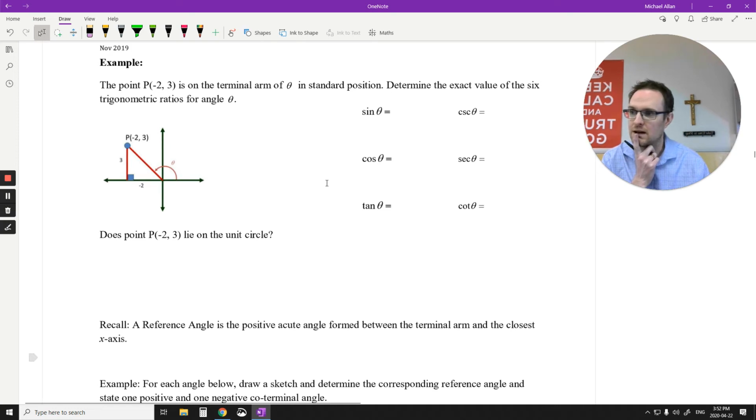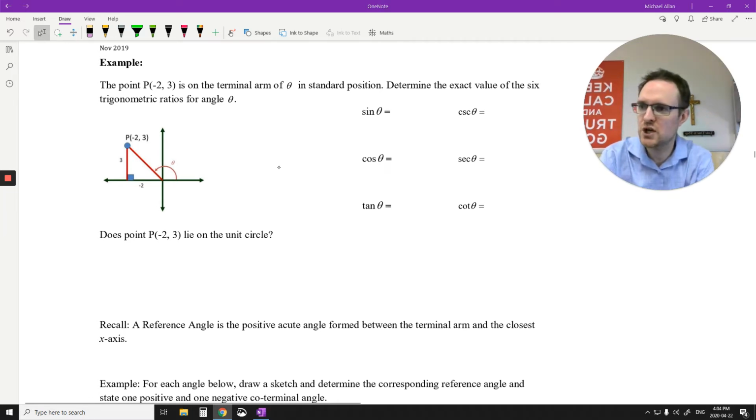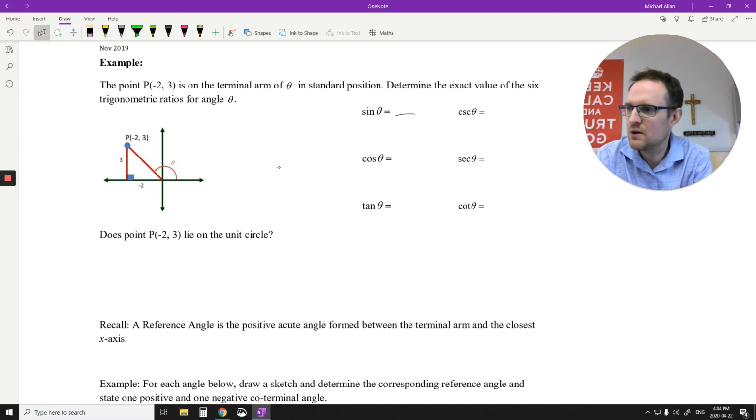So here's an example. I want you guys to pause the video if you haven't done so already. Pause the video, fill out these ratios, and answer the question, does this land on the unit circle? Okay, so the ratios for these here, let's see, sine again is y over r. Well, the problem is I don't know what the r value is. So by solving for the r value, I'm actually going to solve this question down here first.